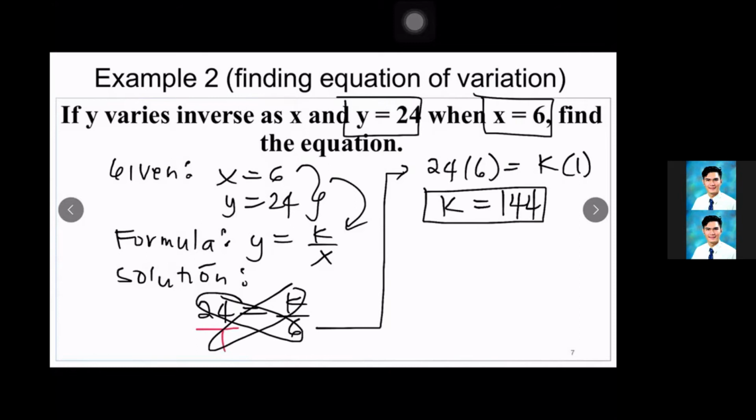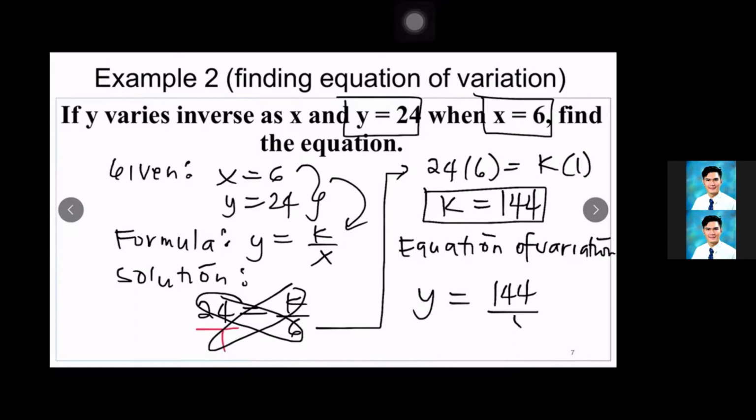So therefore, writing the equation of variation, we have y is equivalent to 144 over x. Therefore, this is our answer for this example number 2. Just comment in our comment section down below if you got the answer for example number 2, finding the equation of variation.